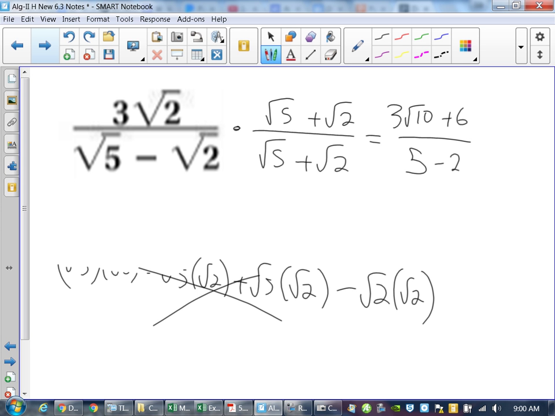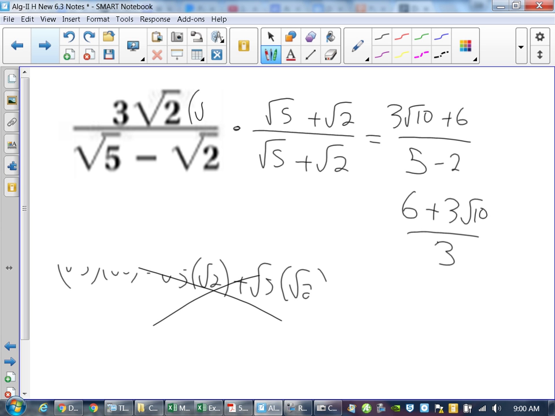Okay. So now I have a fraction that I need to rewrite. So when I rewrite this one, I'm going to get 6 plus 3 root 10 all over 3. Which means, what can I do? You can simplify it to 2 plus 3 root 10.